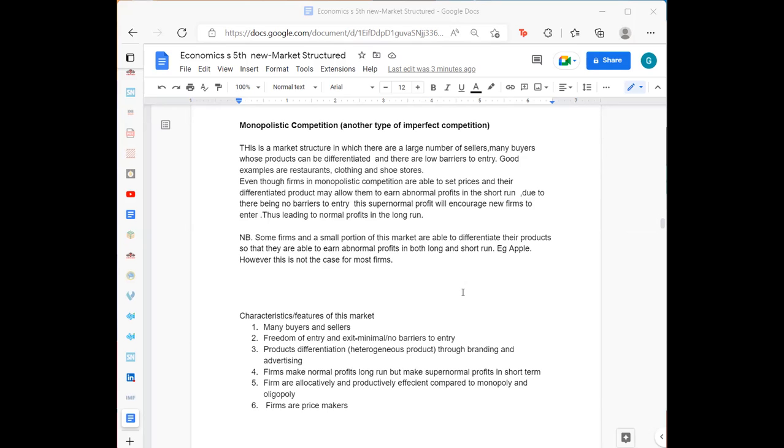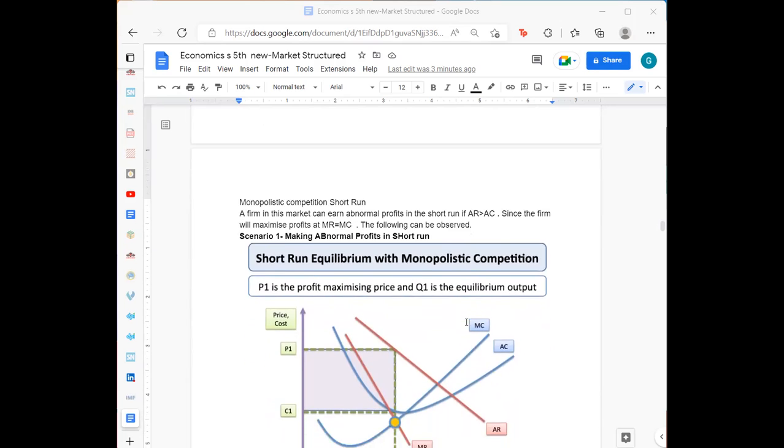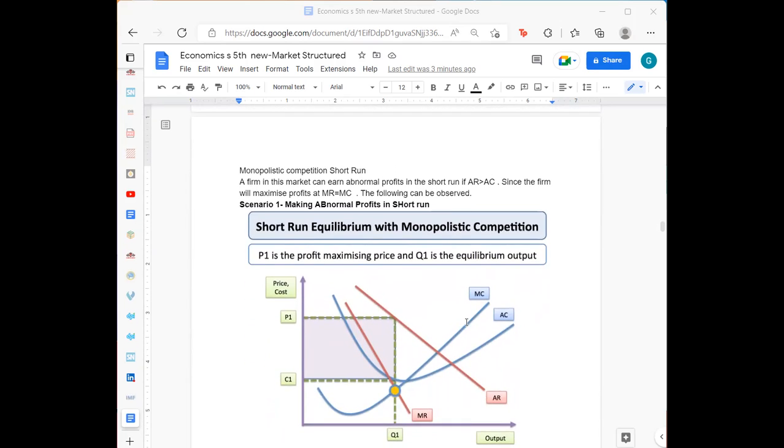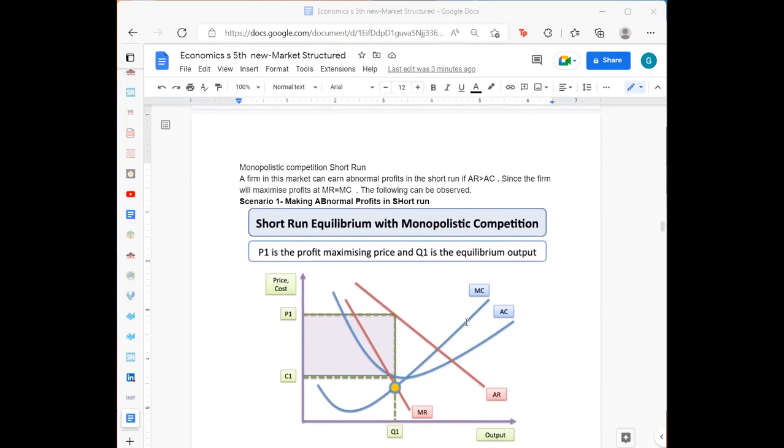All right, so let's proceed. So we have here the monopolistic competition in the short run, right? So very similar to the monopoly, basically. You see that a firm in this market can earn abnormal profits in the short run if AR is more than AC.